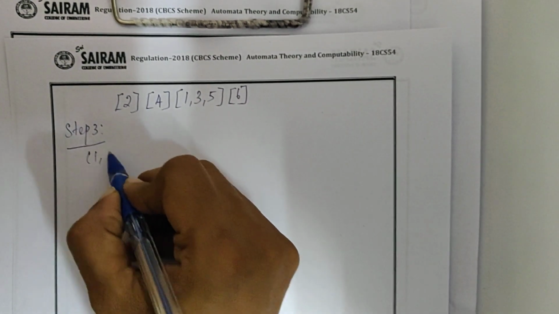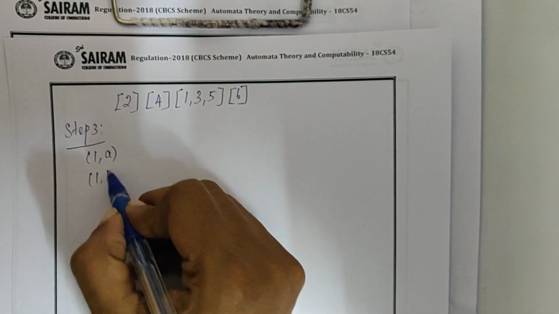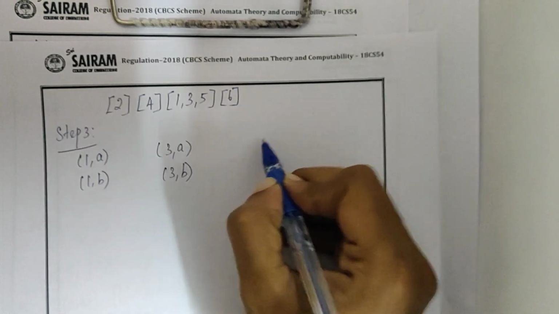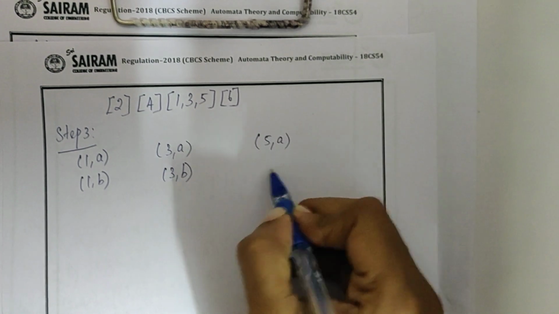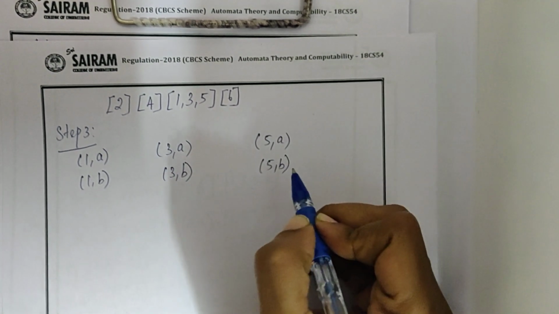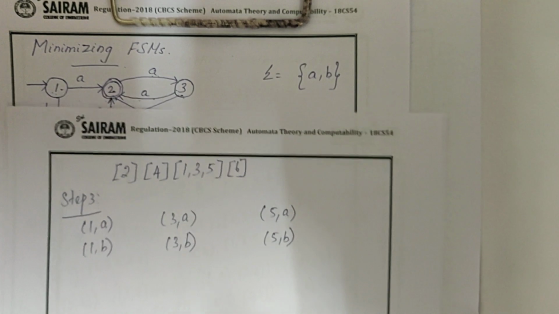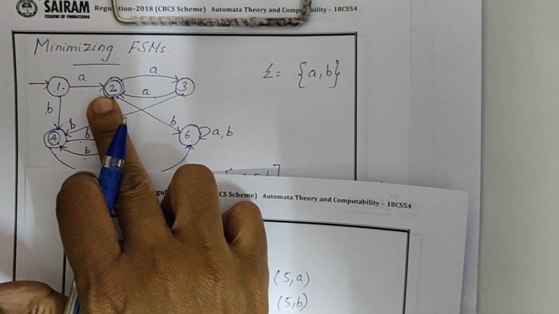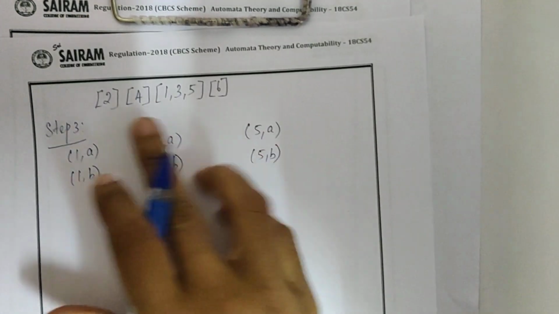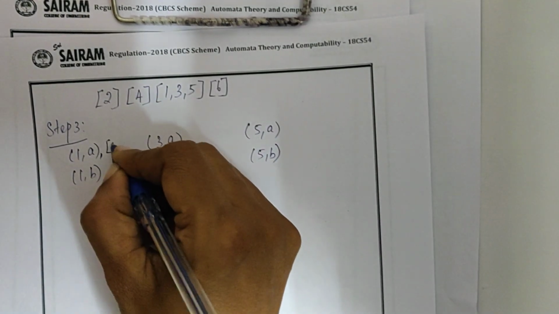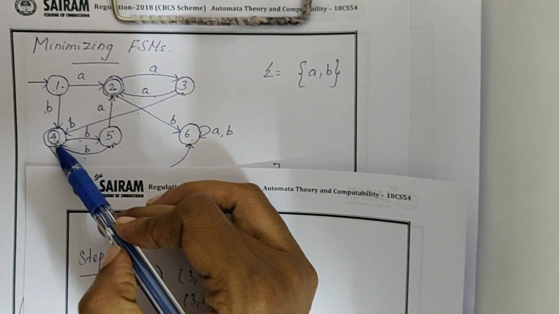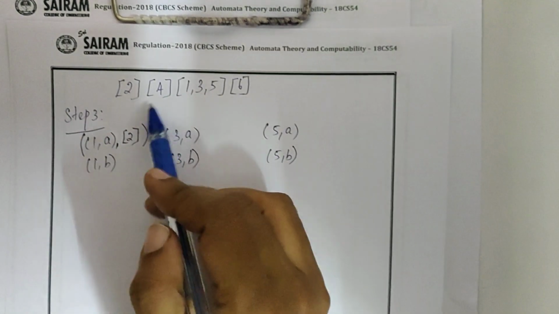So I'll write 1 comma A, 1 comma B. Similarly 3 comma A, 3 comma B and 5 comma A, 5 comma B. Right. So you can check 1: when it takes A input it is moving to 2. Now 2 is alone. Next, 1 when it takes B input it is coming to 4. So 4 is alone.